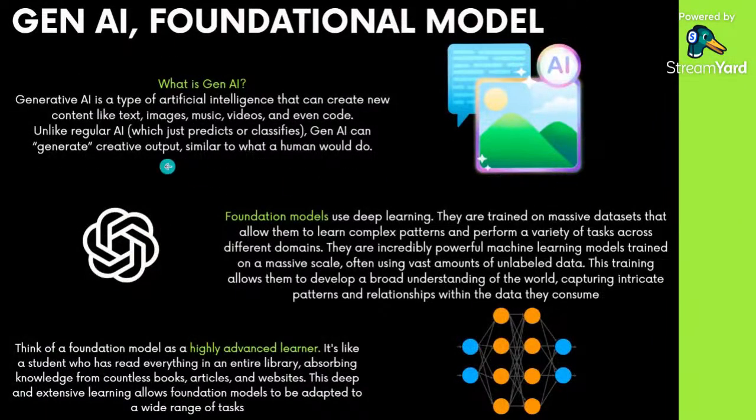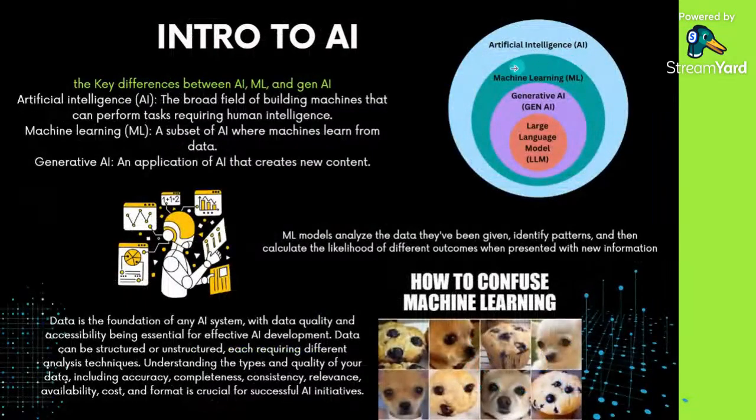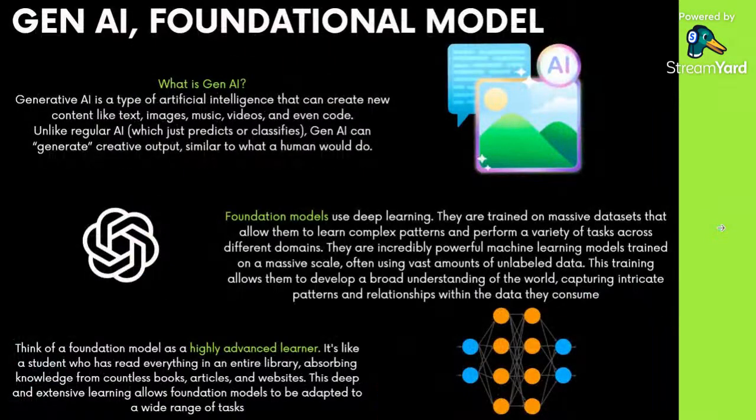So Gen AI. In the previous page, we saw up to ML, right? Generative AI is something inside of machine learning. What is it? Generative AI is a type of artificial intelligence that creates new content like text, images, music, videos, and even code. Unlike regular AI, Gen AI can generate creative output similar to what a human would do.